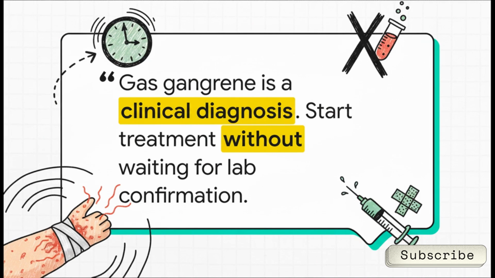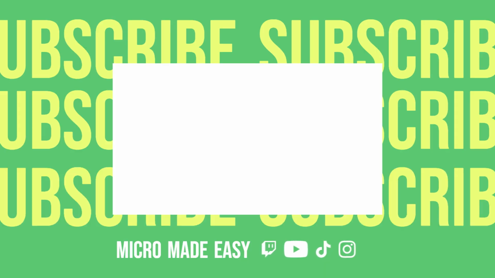And this brings us to the single most important slide, the one thing I want you to burn into your memory forever. You do not wait for the lab to confirm your suspicion. Gas gangrene is a clinical diagnosis. The second you suspect it, based on how the patient looks and how the wound appears, you DASH. You start treatment. The lab tests are for confirmation, yes, but the patient's life and limb depend on you acting immediately.